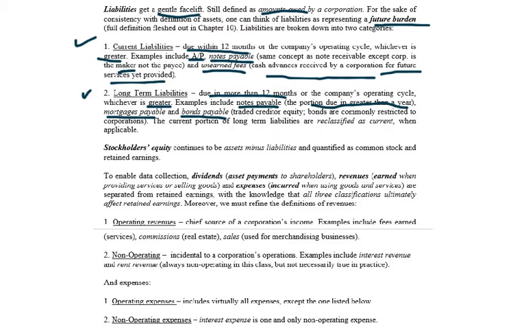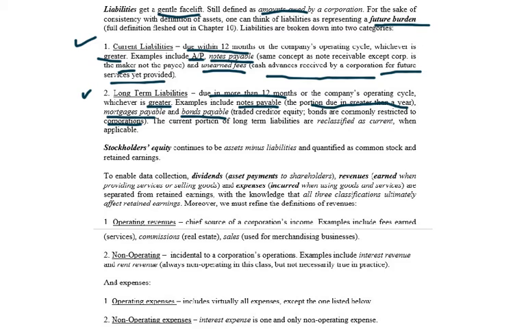Somebody bought a piece of property and has 20 years to pay. So obviously, the majority of that is going to be in the long-term section because it's going to take a long time before it actually becomes due. And bonds payable is just traded creditor equity. And this is usually the case with this concept. Bonds are usually restricted to corporations.